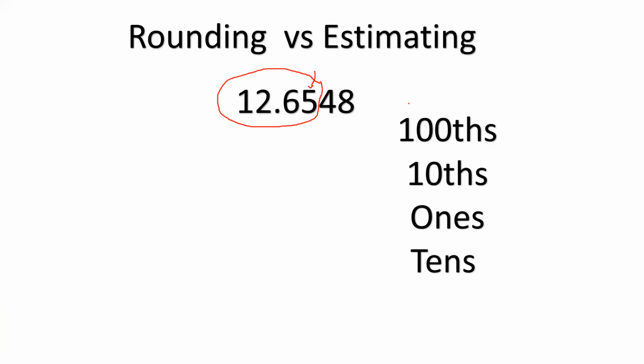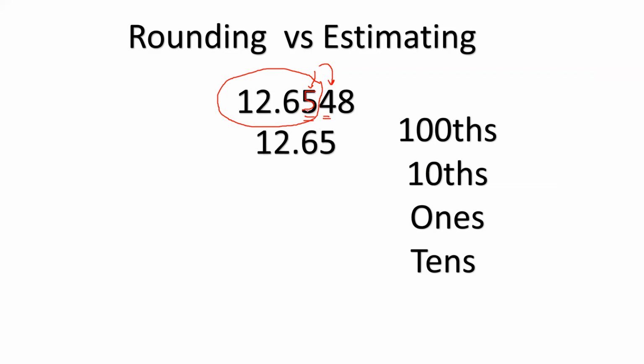Now, when you round to hundredths, you have to look at the first number going away in the thousandths place. Is it big enough to give this one more hundredth? And that answer is no, it's only a 4, so this would be 12 and 6500.